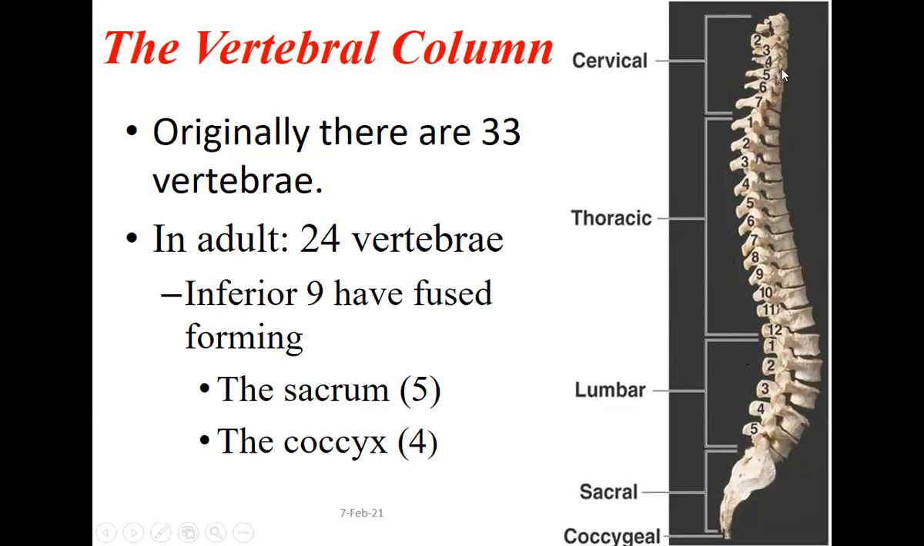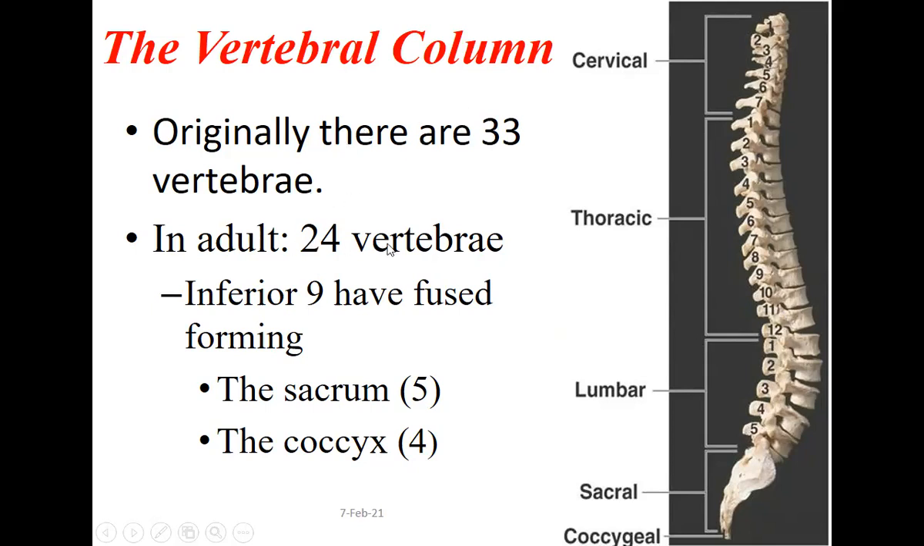There are seven cervical bones in the neck; cervical means neck. Thoracic, there are 12, from 1, 2, 3, 4, 5, 6 up to 12. Then lumbar, 1 to 5. Sacrum, also 1 to 5. And the coccyx, 1 to 4. So originally there are 33 vertebrae.